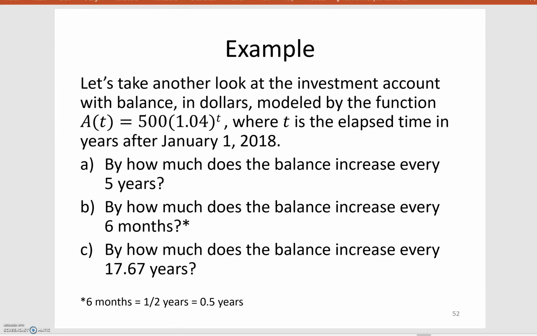So let's spend a bit more time looking at this financial model that we've been working with in previous videos. This is an investment account, and the model is A of t equals 500 times 1.04 to the t, where t is the elapsed time in years after January 1st, 2018. Just a reminder, 500 is your initial value, and 1.04 is your growth factor. Let's write that down.